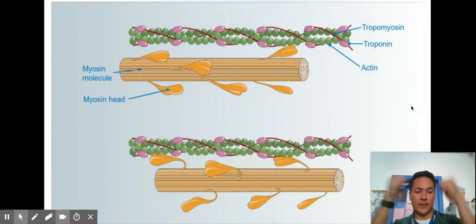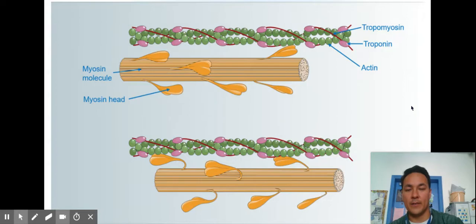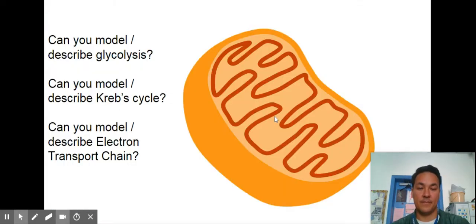Here's another one. So when you're running around, get ready to play basketball and soccer and any other sports that you might play or activities you might do, track, you're going to use ATP to move your muscles.